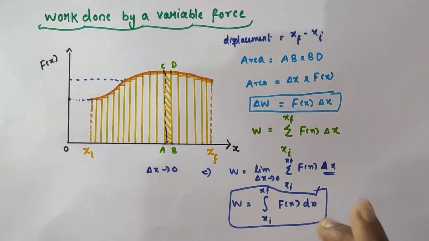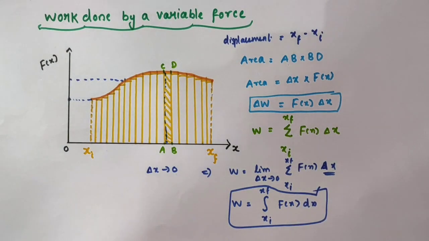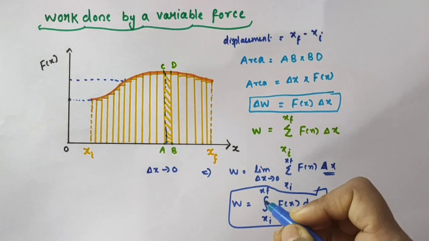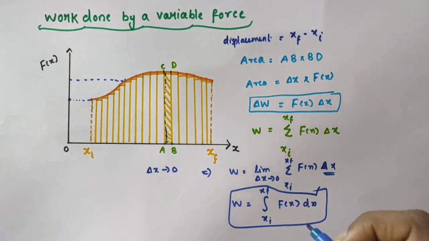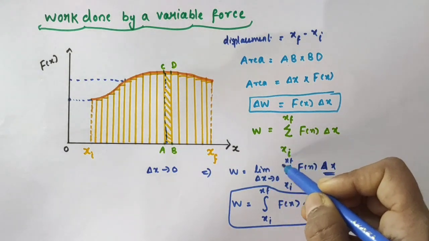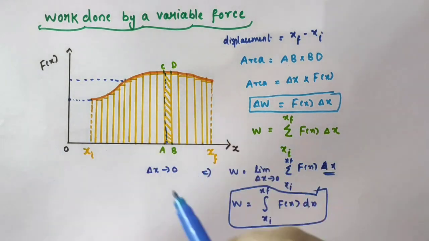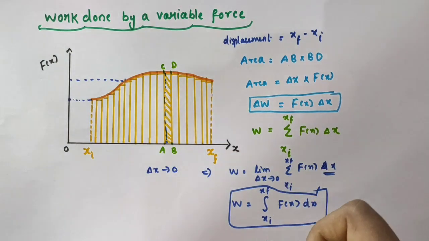Actually, this equation, the limit as delta x tends to 0 of the summation over xi to xf of f of x into delta x, can be written as the integral from xi to xf of f of x into dx. When we take the limit delta x tends to 0, this is a continuous summation, or continuously we are adding. So this continuous summation can be replaced by integration.